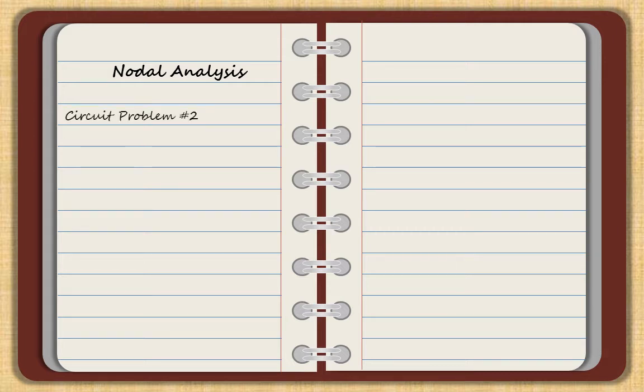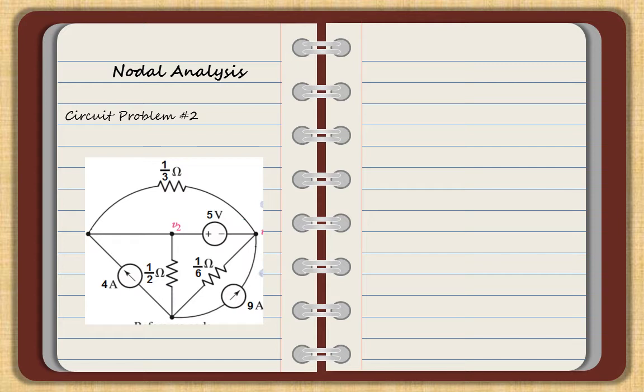So here's circuit problem number 2, because circuit problem number 1 is in my introduction to nodal analysis, the first video. On this circuit we have three independent sources, namely two current sources, the 4 amp current source and the 9 amp current source, and one voltage source, which is the 5 volt voltage source. Now let's begin to analyze this circuit.